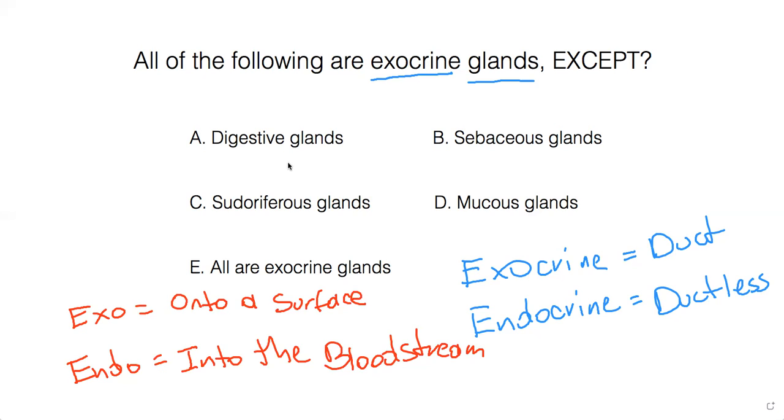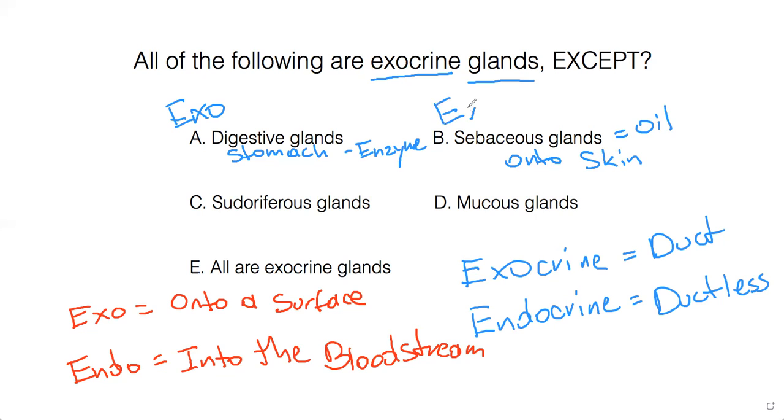So, digestive glands, you might think, okay, these are going to be present in the stomach, right? And they're going to be secreting some type of digestive enzyme onto the surface of the stomach, right? Onto the surface lining. That right there is going to be exocrine. Let's go over to sebaceous glands. Sebaceous glands are oil glands that we find in the skin. And again, they are secreting onto the surface of the skin. So we see here sebaceous, exocrine gland.